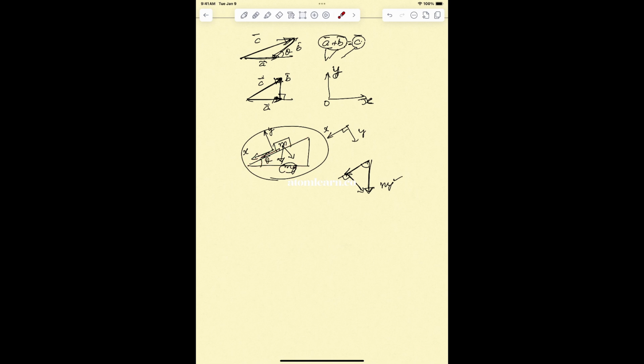Now what we want is the component along the inclined surface, whereas this is vertical. The angle between the inclined surface and the horizontal is theta. In that case, the angle between the inclined surface and the vertical is going to be 90 minus theta. So understand this, it is very key.